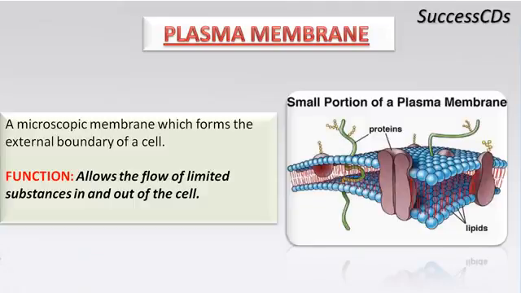Plasma membrane is a microscopic membrane which forms the external boundary of a cell, and it protects the cell from the external environment. The function of plasma membrane is that it allows the flow of limited substances in and out of the cell. It is very thin, delicate, elastic and selectively permeable, which means it allows only certain substances to enter or exit the cell.